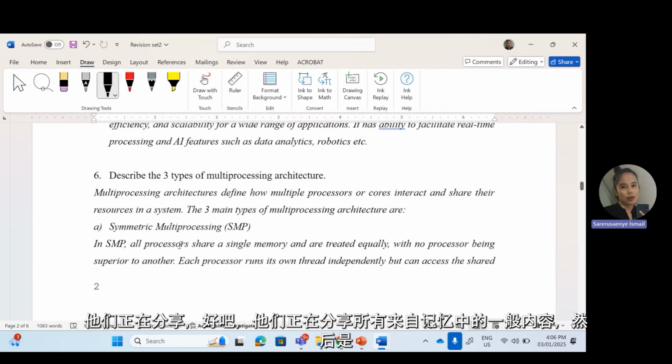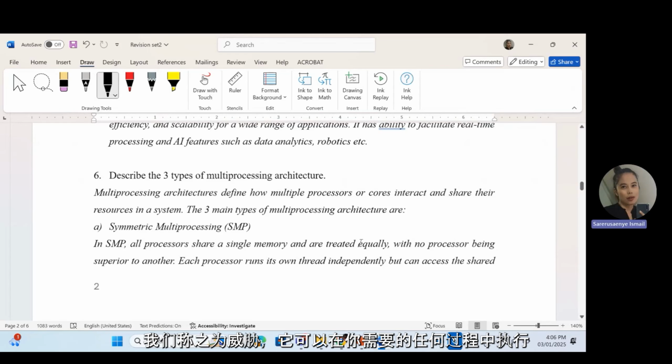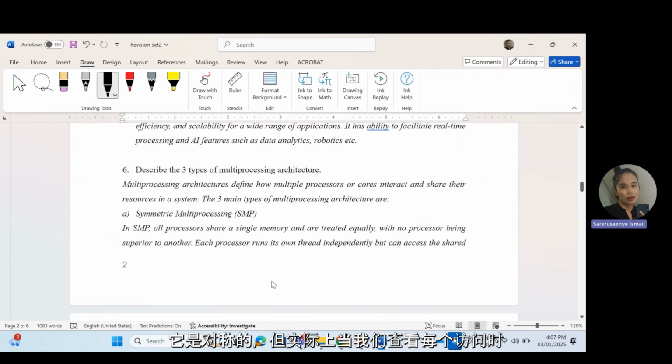Okay, they are sharing all the general main memory, and then what we call the threads can be executed in any of the processors in that particular multi-core. Each core can execute other cores' threads independently because it's symmetric, okay.